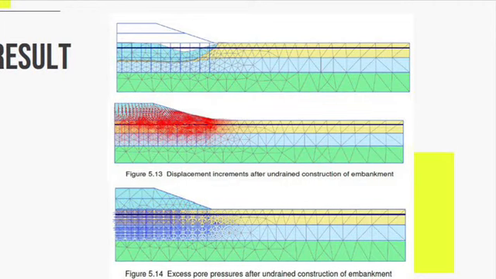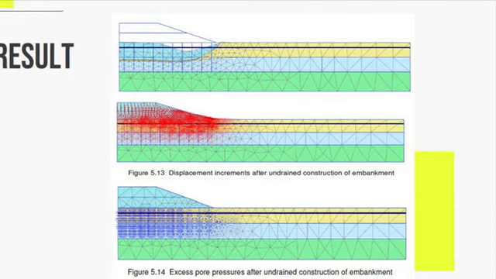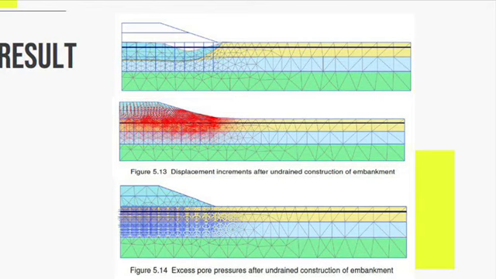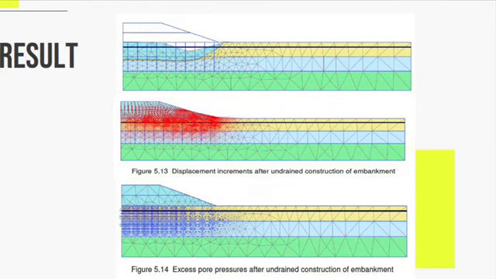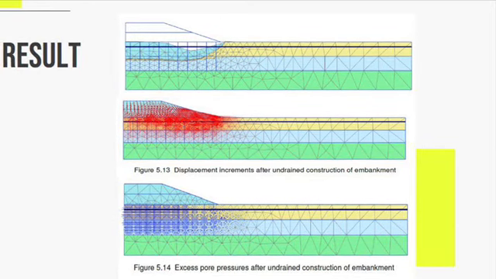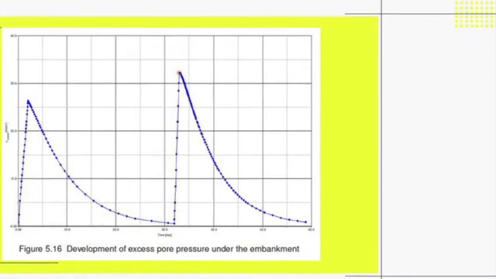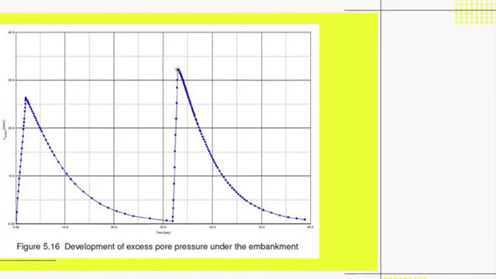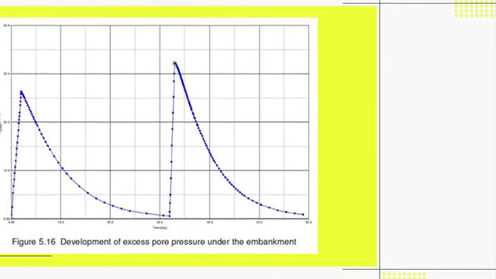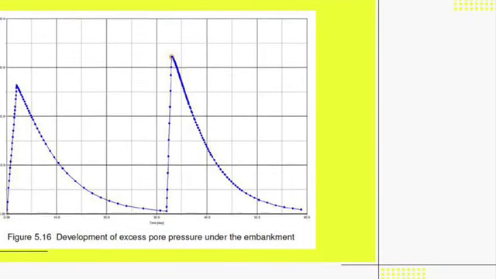The first picture is the deformed mesh after undrained construction of the embankment for phase 3, and the next one is the displacement increment after undrained construction of the embankment, and the last one is the excess pore pressure after undrained construction of the embankment. For the last one is an example of the curve manager, which is used to view the development with time of the excess pore pressure under the embankment. So this is the example of the development of excess pore water pressure.